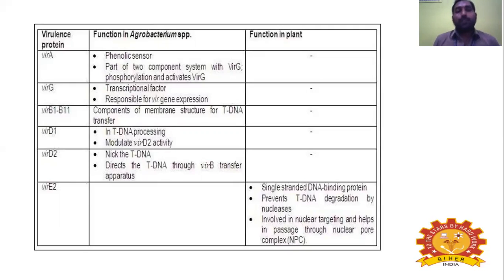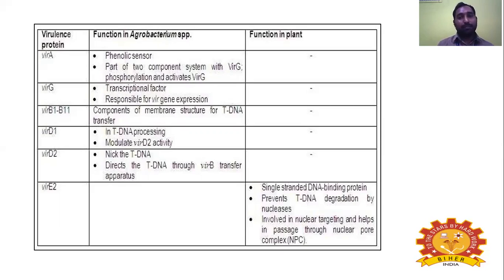VirB1 to B11 are the components of the membrane structure for T-DNA transfer. VirD1 is involved in T-DNA processing and modulates VirD2 activity. VirD2 makes the nick in the T-DNA, and this T-DNA will be transferred through the VirB transfer apparatus.